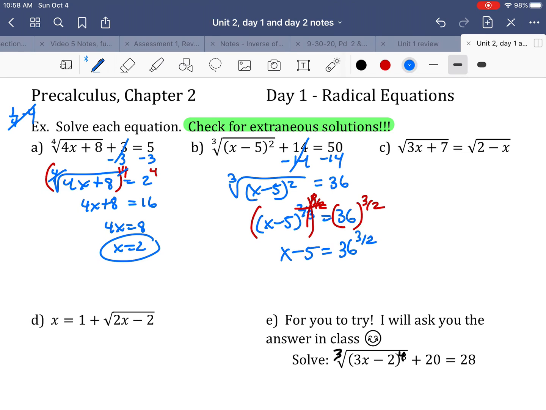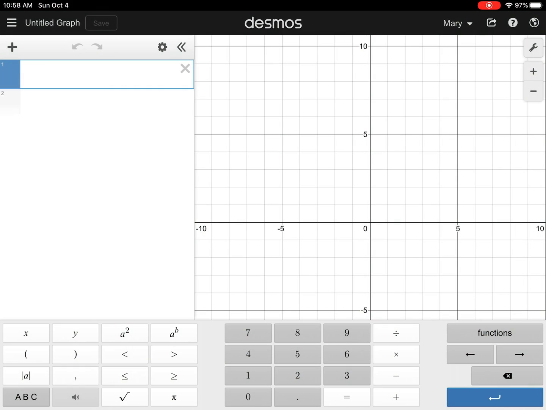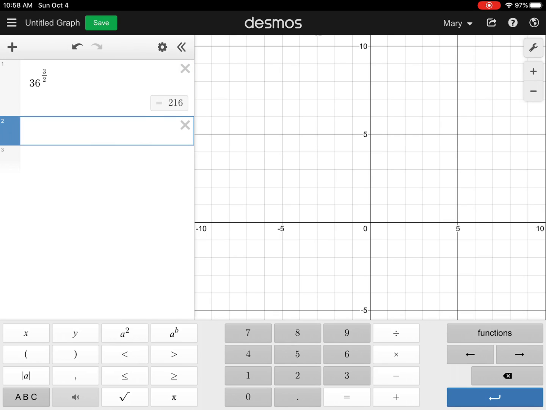Now you might be thinking 36 to the 3/2, yuck. But you can just go right over to Desmos, and I was just in here doing this, so hopefully, oh good. So I have 36, and then put a power, and then put 3 divided by 2. And there's your answer. Okay, now let me teach you a little about why that comes out.